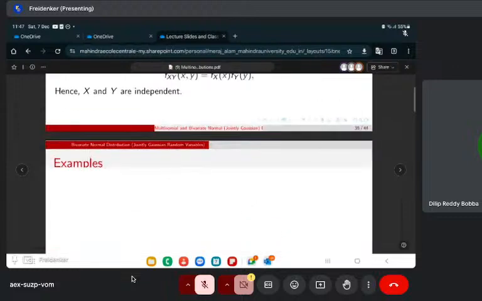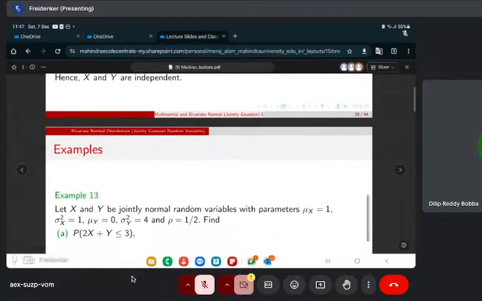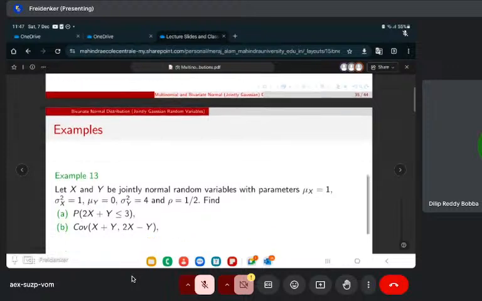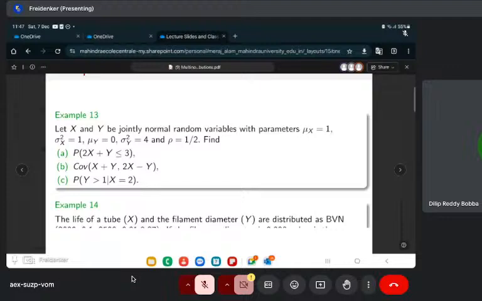Fine. So if rho is 0, x and y are independent. If x and y are independent, rho is 0, in the case where x comma y follows a bivariate normal distribution. In other cases it need not be the case.